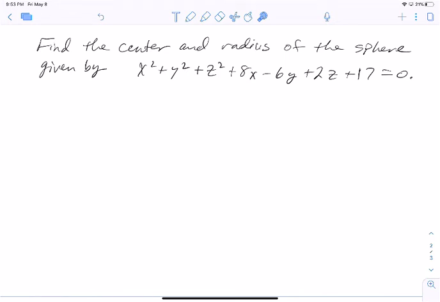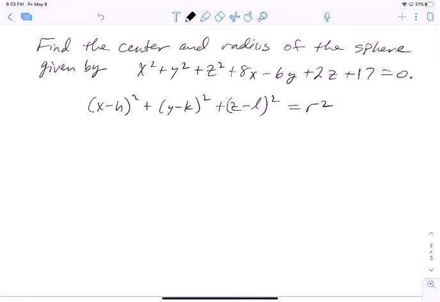We're going to find the center and radius of the sphere given by x squared plus y squared plus z squared plus 8x minus 6y plus 2z plus 17 equals 0. It would be nice if our x squared and our 8x were combined, and then we could complete the square. Remember, we're looking for an equation of the form x minus h the quantity squared plus y minus k the quantity squared plus z minus l the quantity squared is equal to r squared.